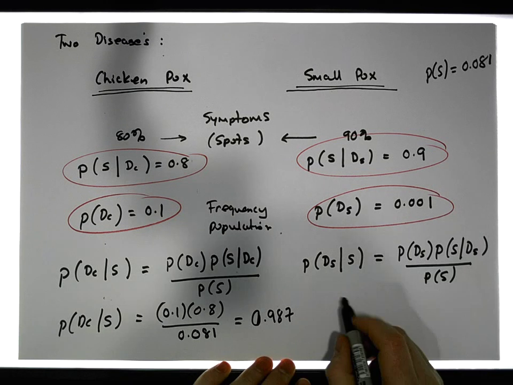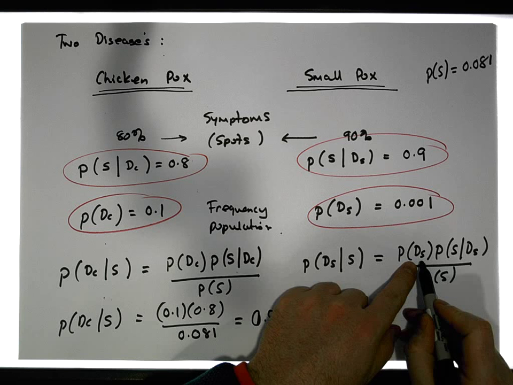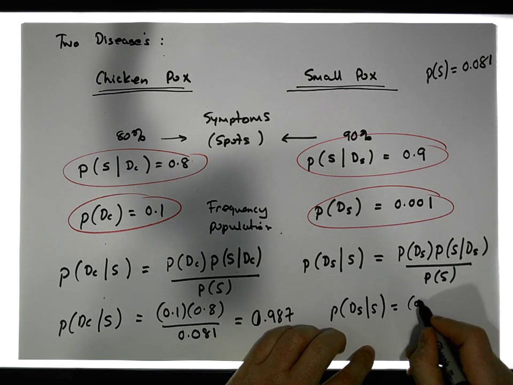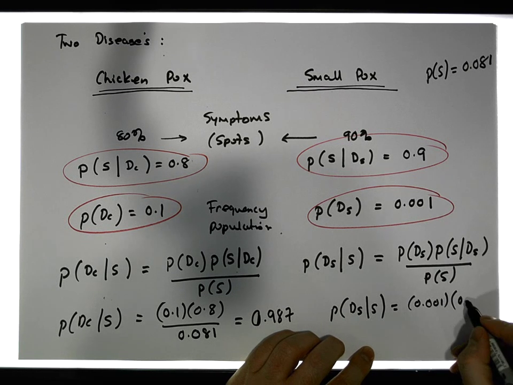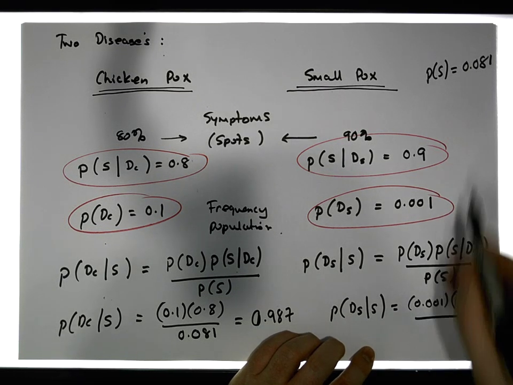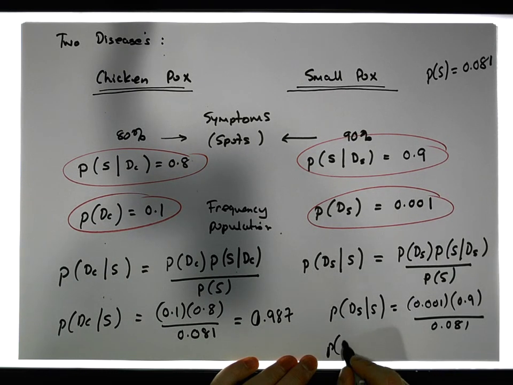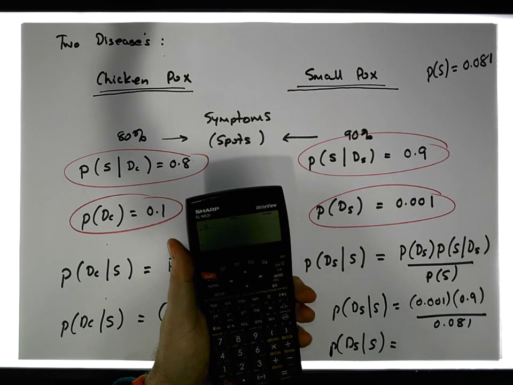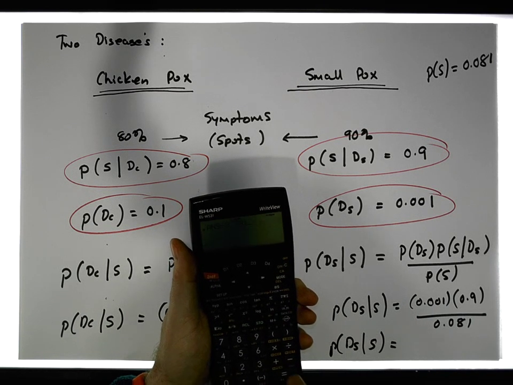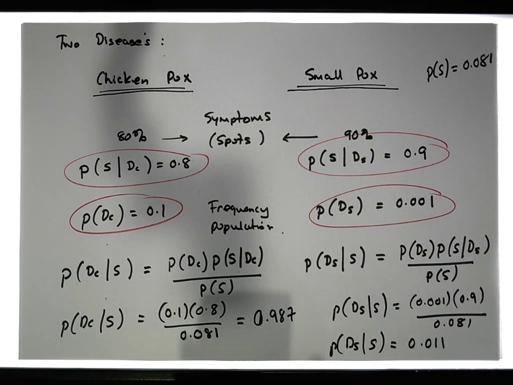In this case, the probability that you have the disease, knowing that you have spots, is the probability of having smallpox, the prevalence of it in the population, 0.001, times the probability that you have spots, knowing you have smallpox, 0.90, divided by the chances that you have spots, which is 0.081. So 0.001 times 0.9 divided by 0.081 gives us a value of 0.011. So here's the real answer.